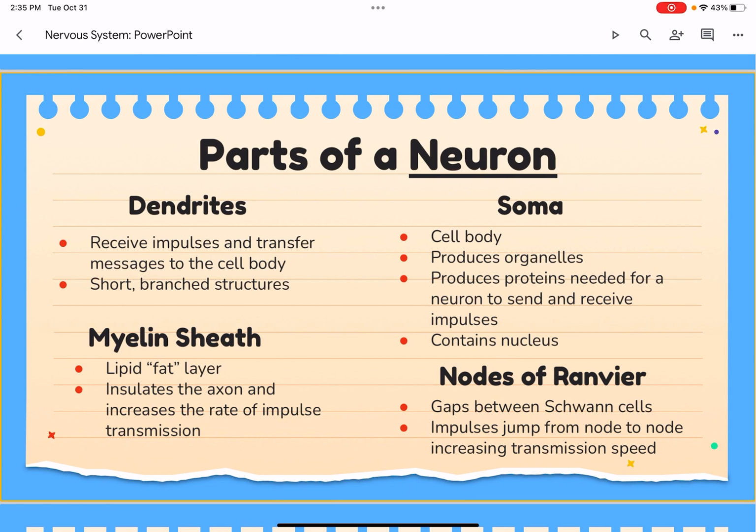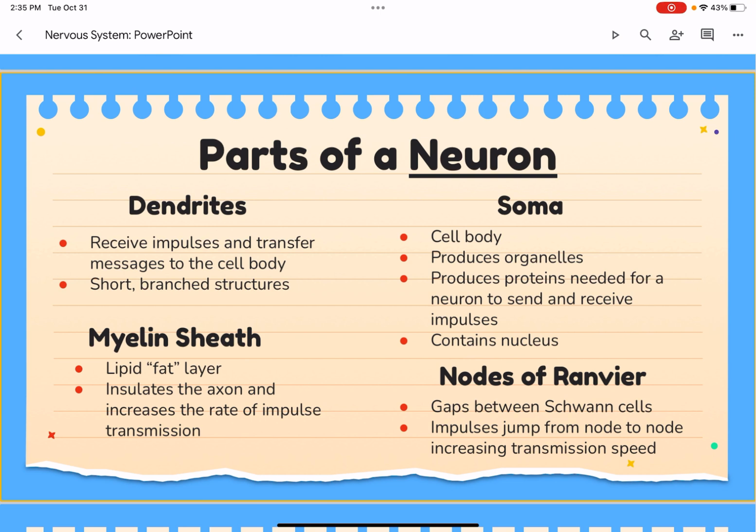Couple parts of the neuron. So dendrites are highly branched fibers that extend from the cell body. They are specialized to receive neural impulses and transmit them to the cell body. The myelin sheath is a lipid or fat layer. It insulates the axon and increases the rate of impulse transmission.